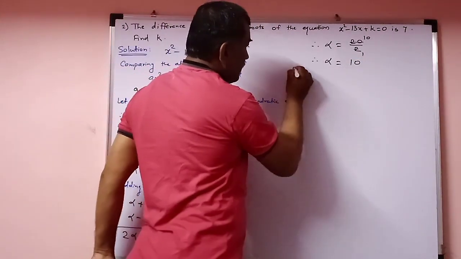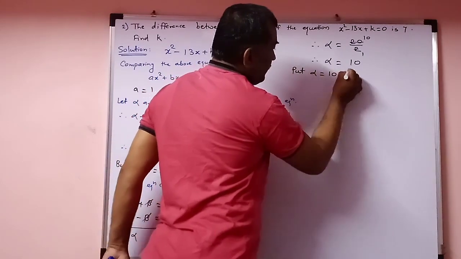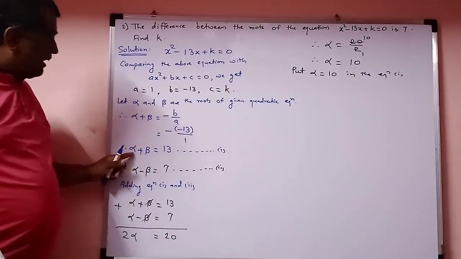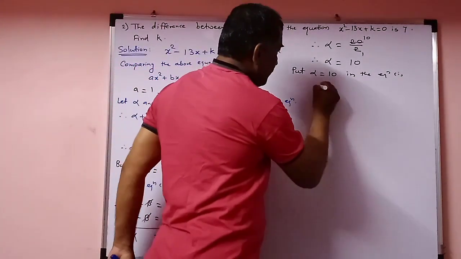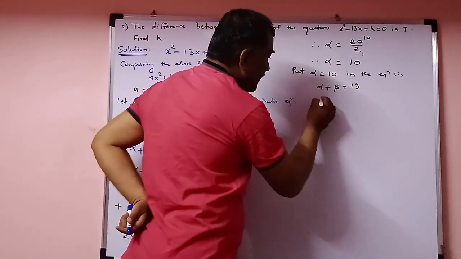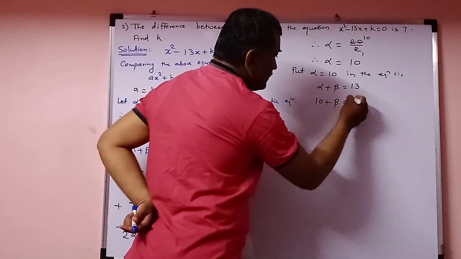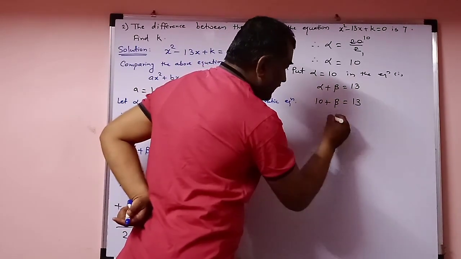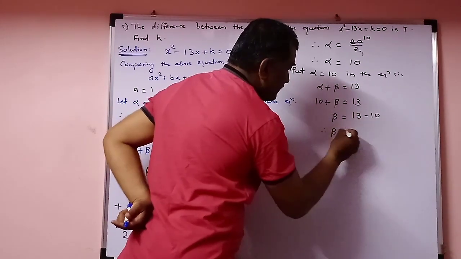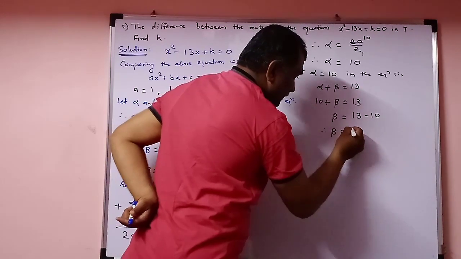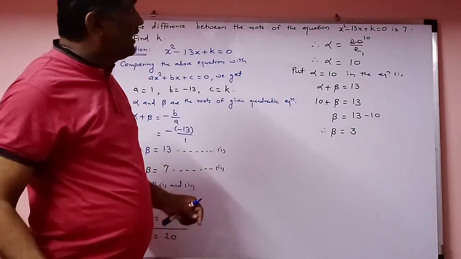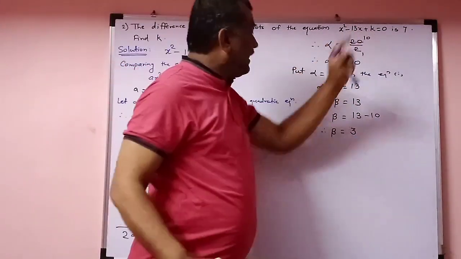Put alpha is equal to 10 in equation 1. See what equation 1 is. Alpha plus beta is equal to 13. The value of alpha is 10, plus beta is equal to 13. 10 has to be moved to the right hand side. Beta is equal to 13 minus 10. Therefore beta is equal to 13 minus 10, 3. Now the value of alpha is 10 and the value of beta is 3. We have to find k.